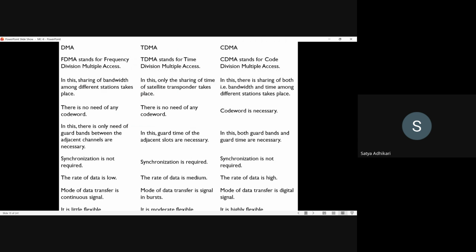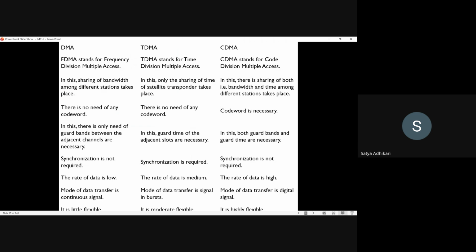Guard bands between the adjacent channels are necessary. So you have a guard band which distinguishes one channel from another channel. So there is a band known as a guard band, and it is used in FDMA. In TDMA, guard time between the adjacent slots is necessary. But in CDMA, both guard bands and guard time are necessary.